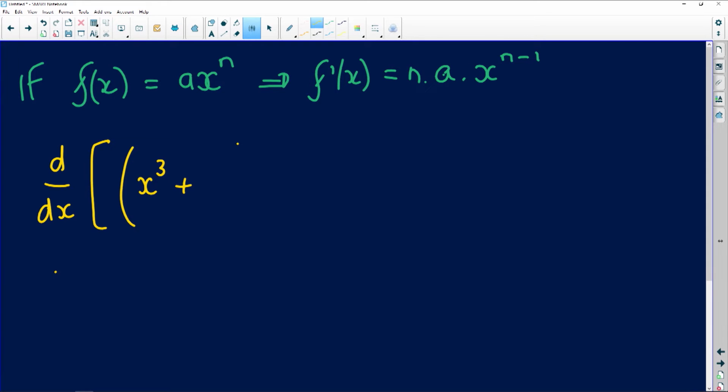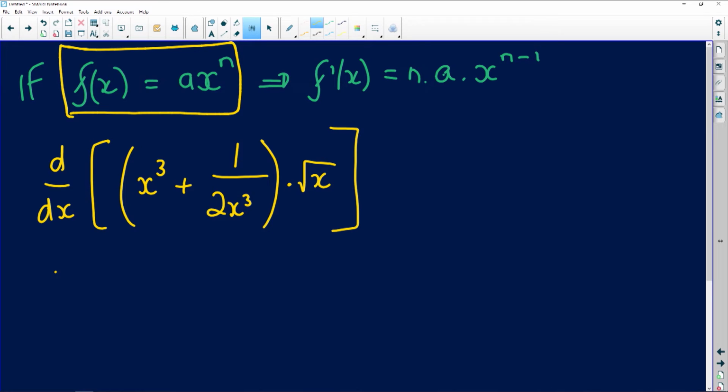Sure, plus 1 over 2x cubed multiplied by the root of x. Now, folks, I'm sure you will agree with me that does not even come close to the power rule, the way it's written there. So we have to do some mathematics here. We have to go and multiply those things out, use our exponential knowledge, add powers, subtract powers to get it into this form that we need it in.